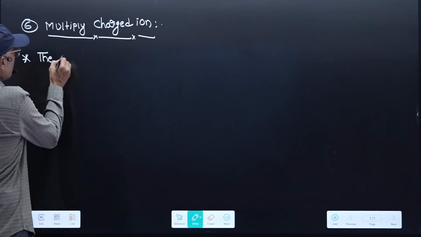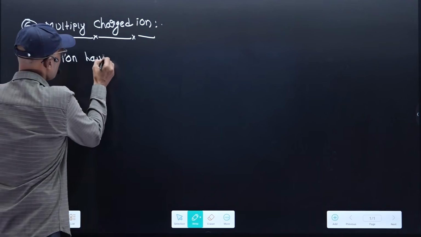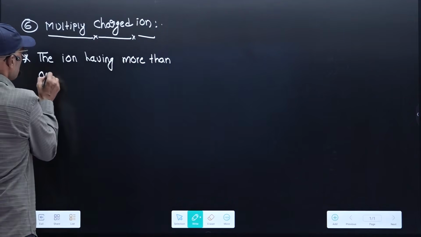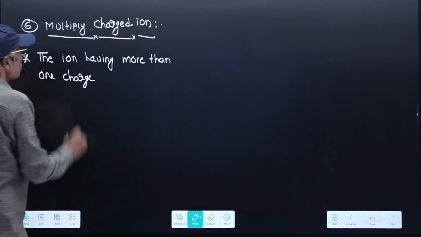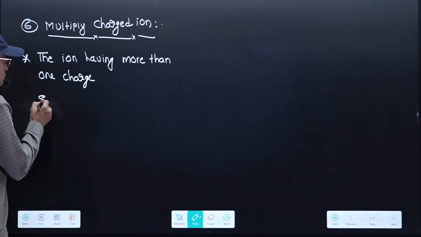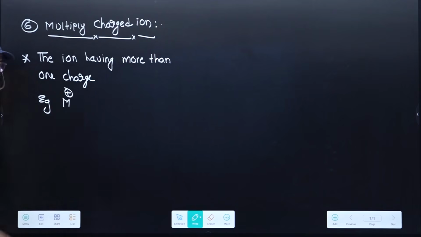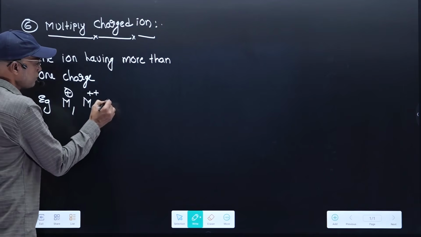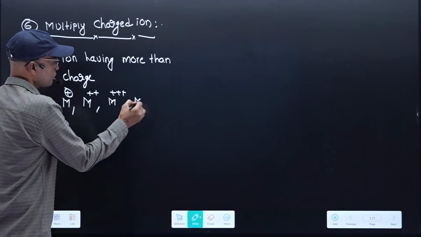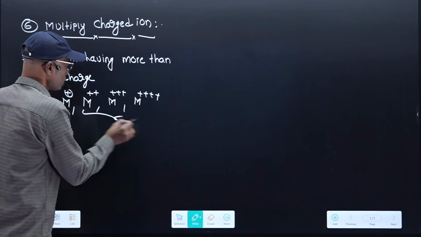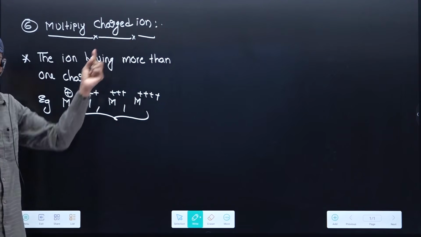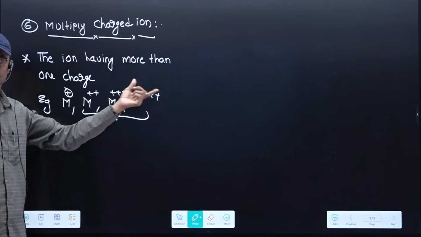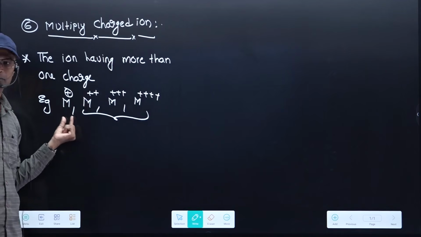See, if any ion has more than one charge, that is called a multiple charged ion. Suppose I take M plus, this is called a unipositive ion. This is not a multiple charged ion. Then you can write M plus plus, otherwise M plus plus plus, like that. These are all called multiply charged ions, also called multiple charged ions. So a positively charged ion having more than one plus charge, plus 2, plus 3, like that, belongs to multiple charged ions. This is not a multiple charged ion.